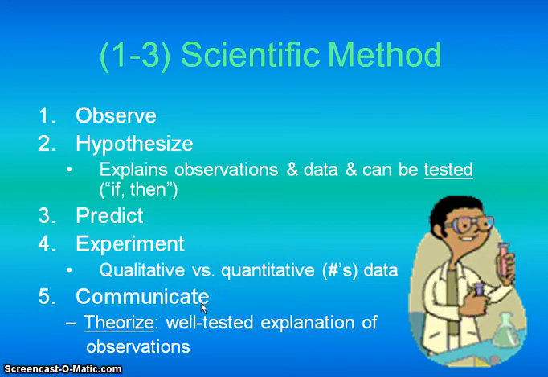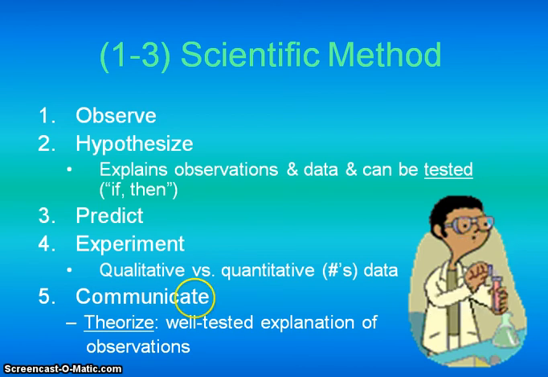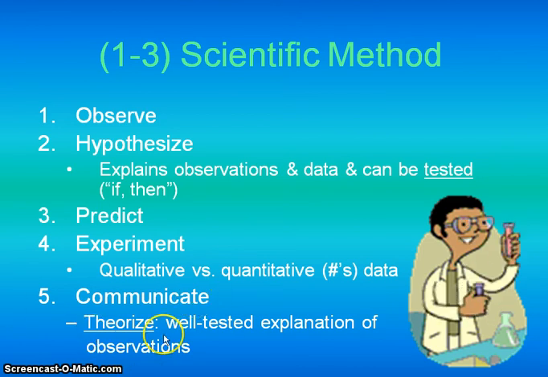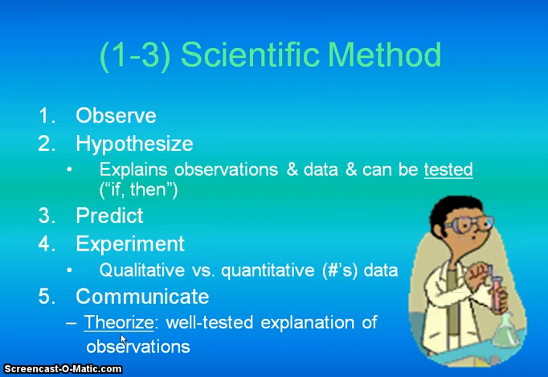When you communicate your results, it's important that you have formed some sort of theory. Now, a theory is not just a random idea of what you think happened. A theory in science is a well-tested explanation of observations. So it's something, you know, you've done this experiment many times, that you've found it to be true. Other people have been able to repeat your experiment and find it to be true. Now is the time that you can form a theory.